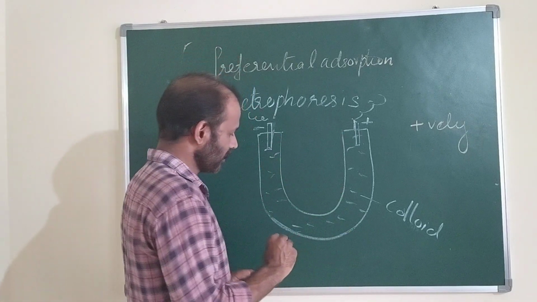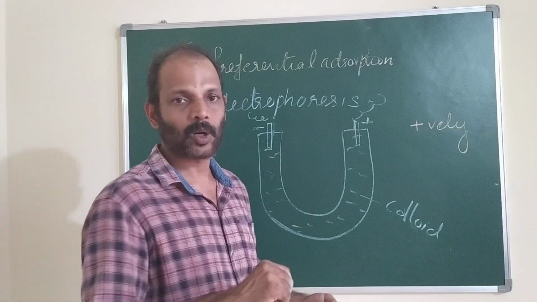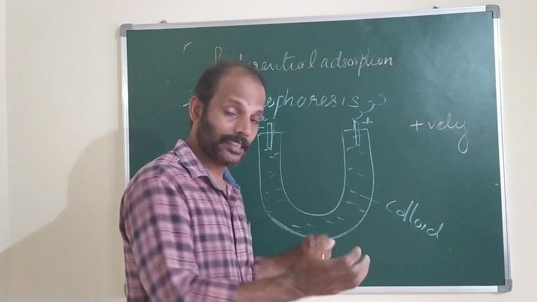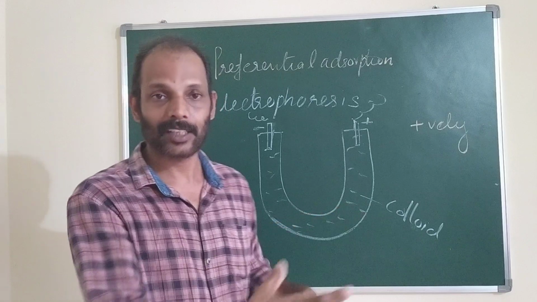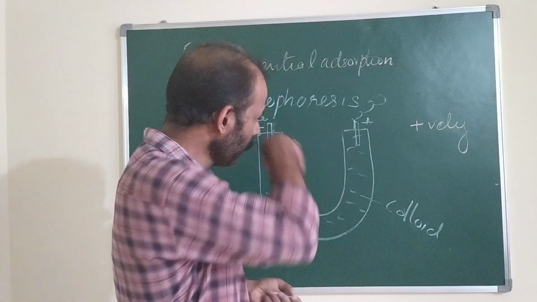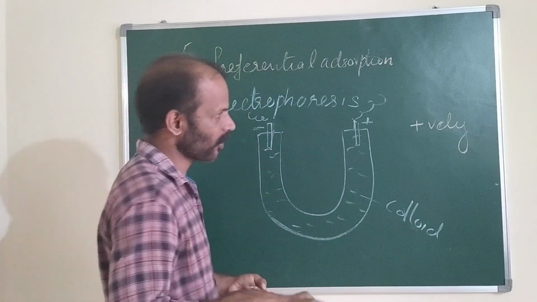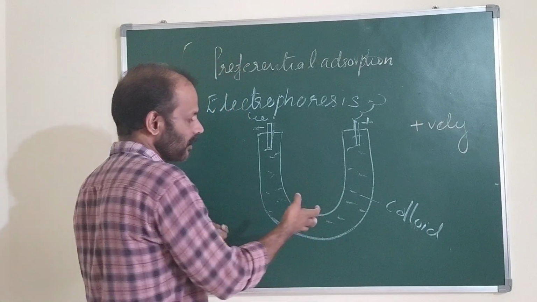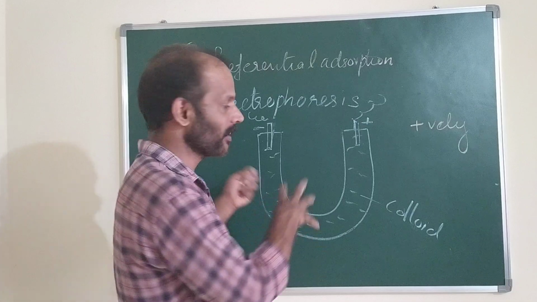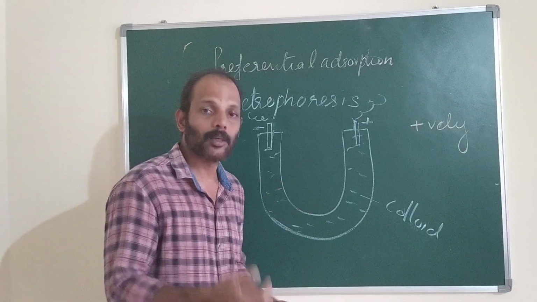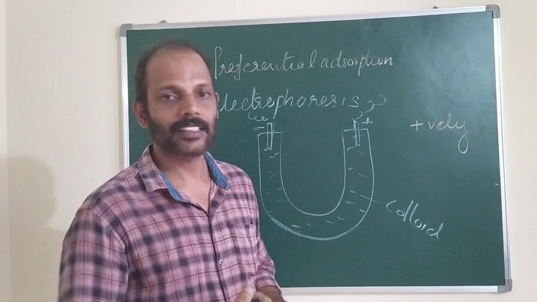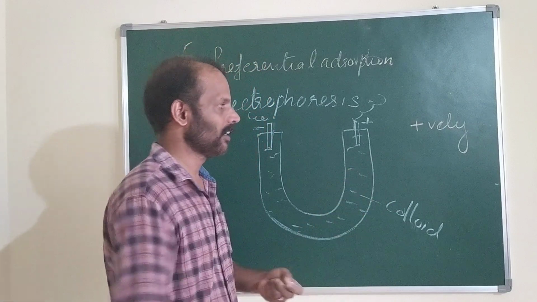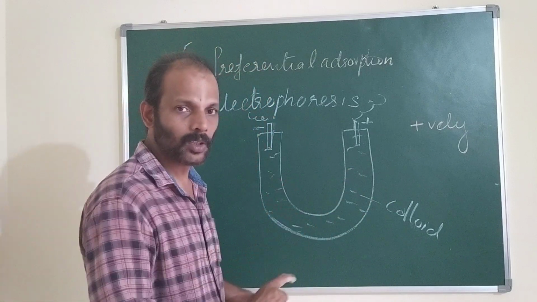We can find out the charge present on a colloidal particle depending upon the movement either towards the cathode or anode. So it is an important property of colloidal systems. When a colloidal state is placed in an electric field, the colloidal particle moves towards the oppositely charged electrode, and that phenomenon is known as electrophoresis.